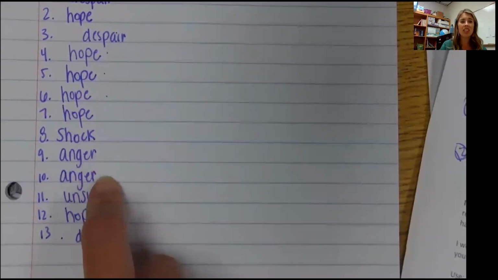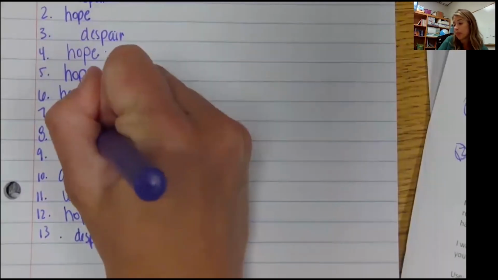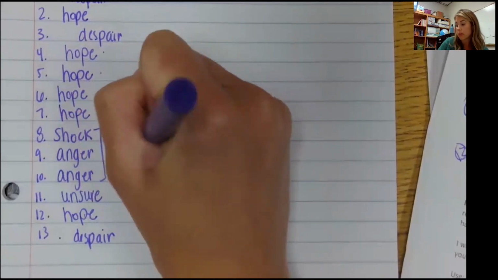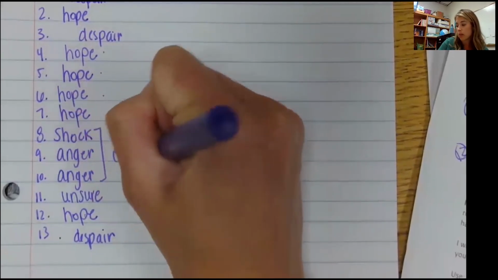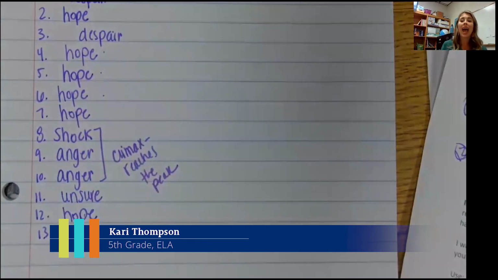Let's see if it continues. We move from shock to anger and an even stronger emotion, and then we stay with anger again. We would consider stanzas 8, 9, and 10 the climax, or when the rising action reaches its peak. 8, 9, and 10 would be the climax. Reaches the peak. Now, that is where the action really happens.